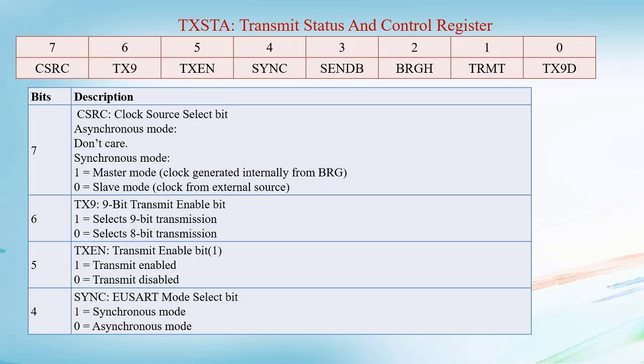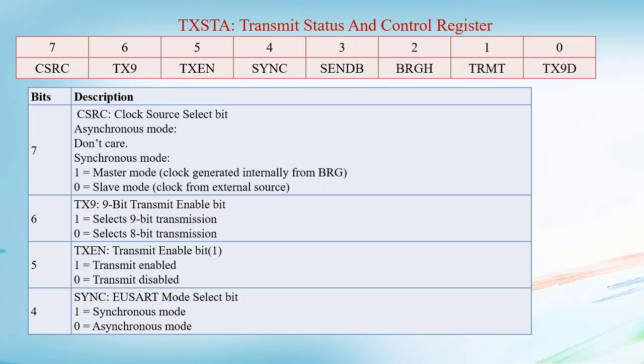As we can see, it's an 8-bit register, starting from bit number 0 to 7. Bit number 7 is CSRC, that is the clock source select bit. When the USART is configured in asynchronous mode, this bit is don't care. But if you are using the synchronous mode, then if this bit is set, the clock is generated internally from the BRG, and if it is equal to 0, then a clock from an external source is selected.